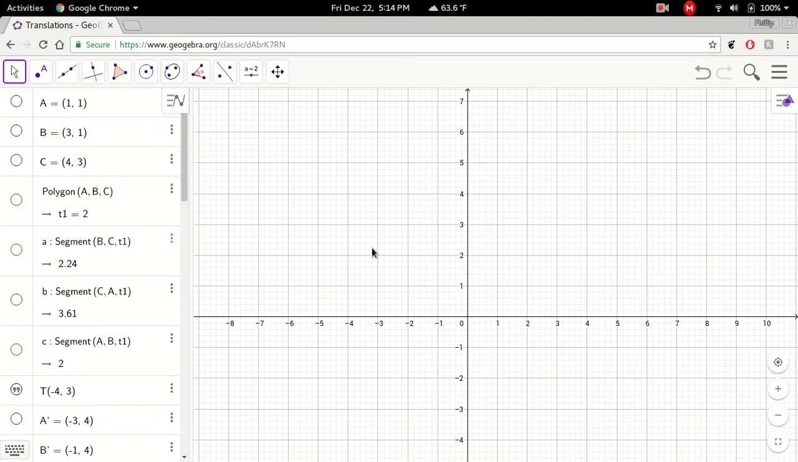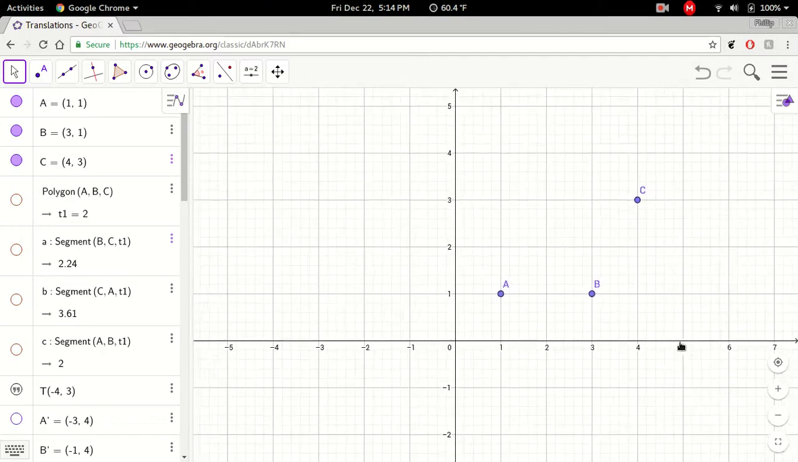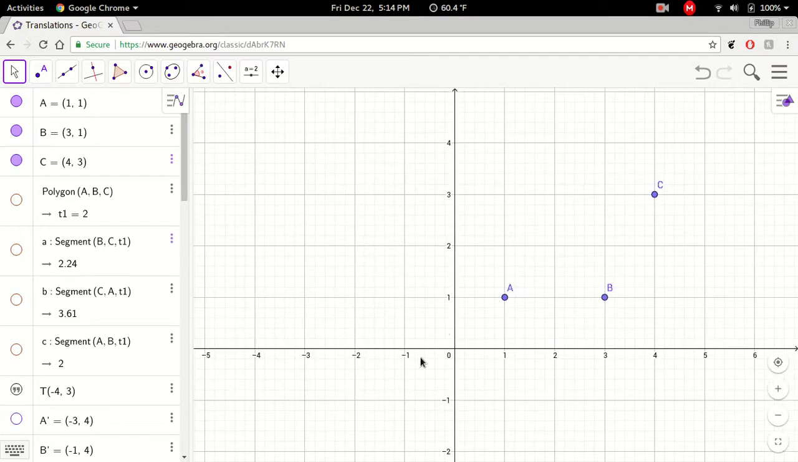A translation is taking a shape. So let's start off with setting a shape. You'll need to write down these coordinates. Coordinate A has the coordinates 1, 1. So your first point is 1, 1. Your second point will be B. It has the coordinates 3, 1. And then your third point is C, which will have the coordinates 4, 3. So you guys can go ahead and write those down really quick. Let me zoom in here just a little bit. Okay, and we'll connect the dots, and we end up with a triangle.